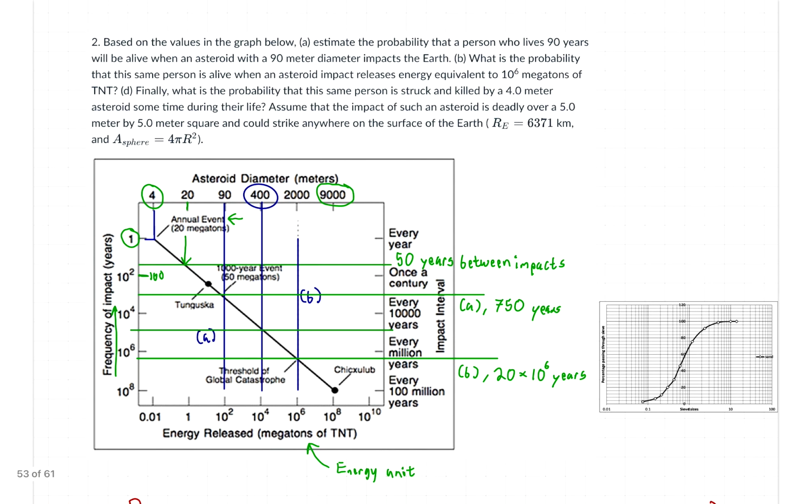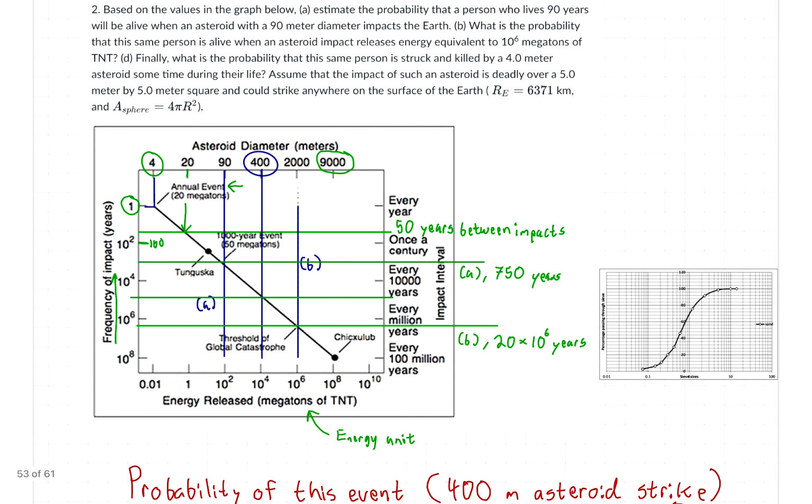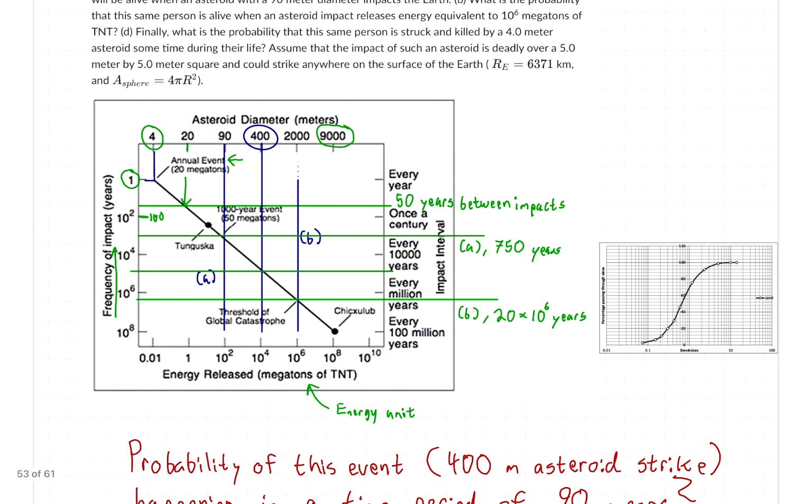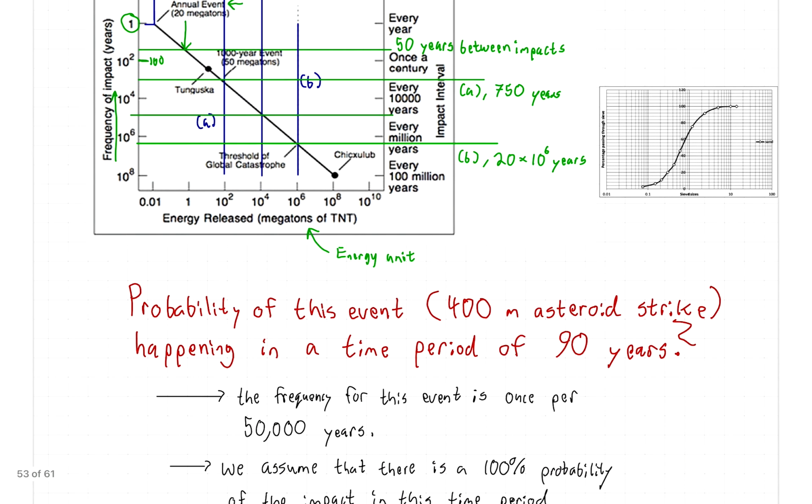Now, what actually is the calculation? Because you're asked, for example, in part A to estimate the probability that this person who lives for 90 years will be present on Earth when this 90-meter impact occurs. How likely is it that this person is going to hear about this impact that's going to happen somewhere on Earth, anywhere? It could hit the ocean and be of very little interest, or maybe it would be a noticeable impact somewhere on a landmass. Because this would be a quite noticeable impact and could cause significant damage, just depending on where it hits.